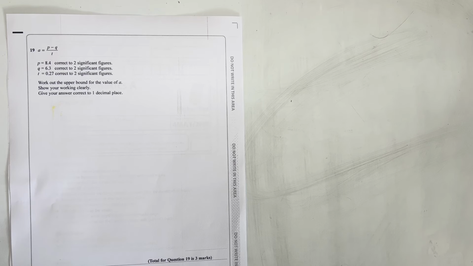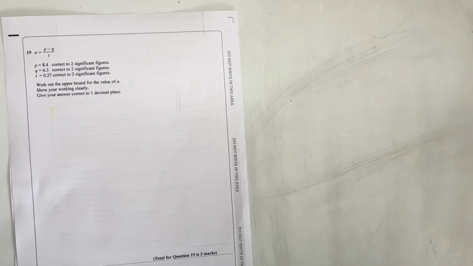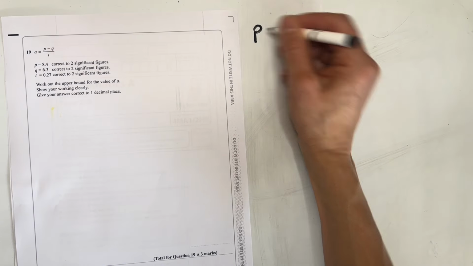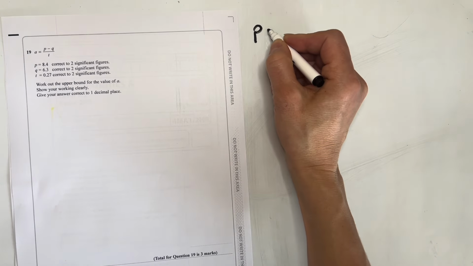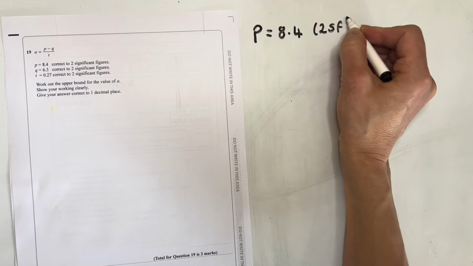Welcome back. As the question is asking for the upper bound of A, and A is made up of a calculation using P, Q and T, where P, Q and T are all values correct to two significant figures, I find it's useful to look at the upper and lower bounds of P, Q and T. So if we look at P first, we're told that P is equal to 8.4 to two significant figures.